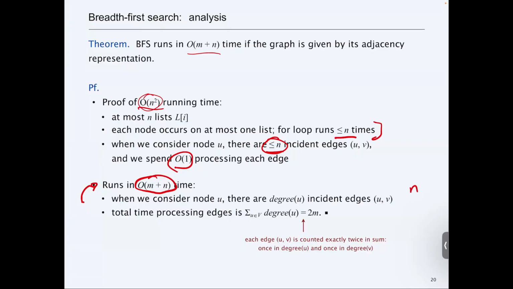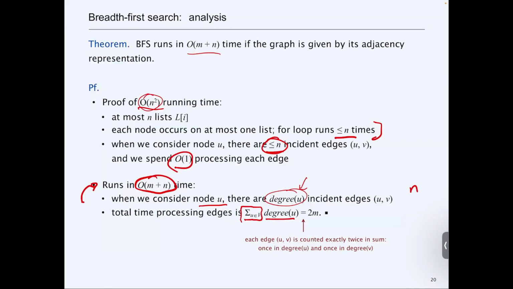The second thing that we have here is when we process a node U, we're scanning through all of its neighbors. Well, how many neighbors does U have? It's simply the degree of U. That's how many neighbors it has. So the total amount of edge processing becomes this: for every vertex in your graph, sum up the degree of that particular vertex.